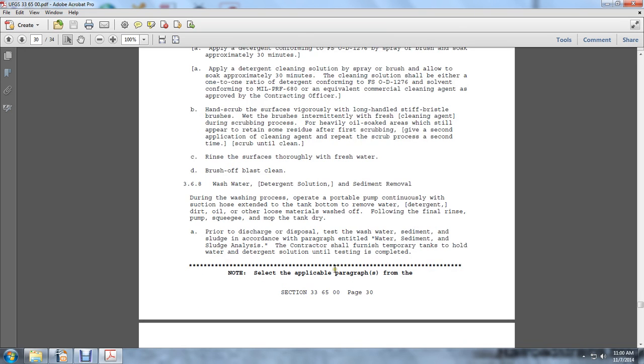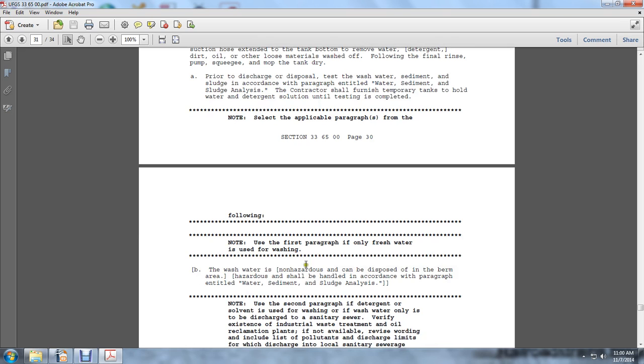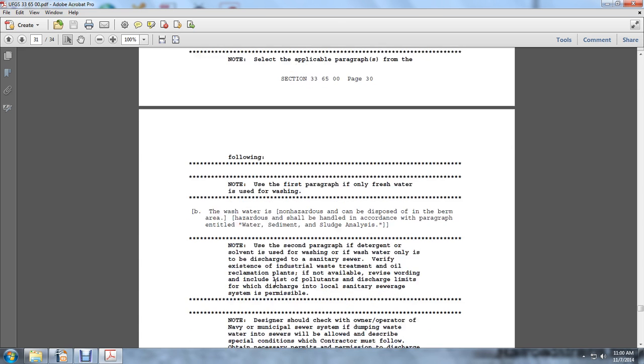Note to select the applicable paragraphs from the following. Note the use of paragraphs: the first paragraph is used if only fresh water is used in washing. The wash water, if non-hazardous, can be disposed of in the permanent area. The hazardous shall be handled in accordance with the paragraph entitled Water, Sediments, and Sludge Analysis.